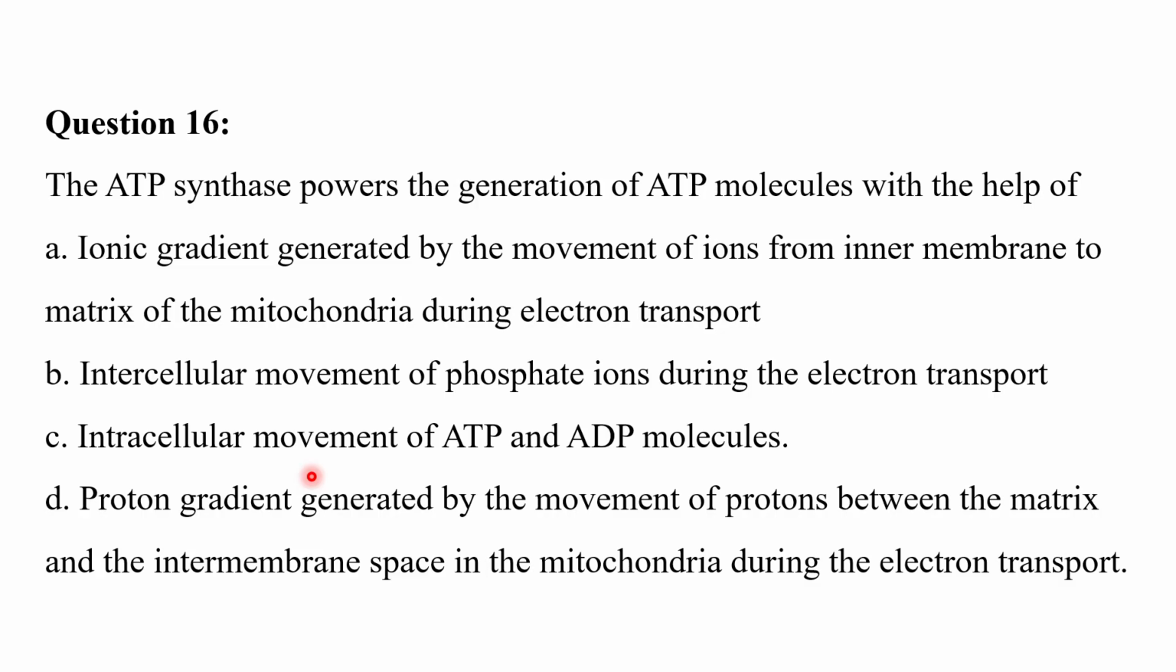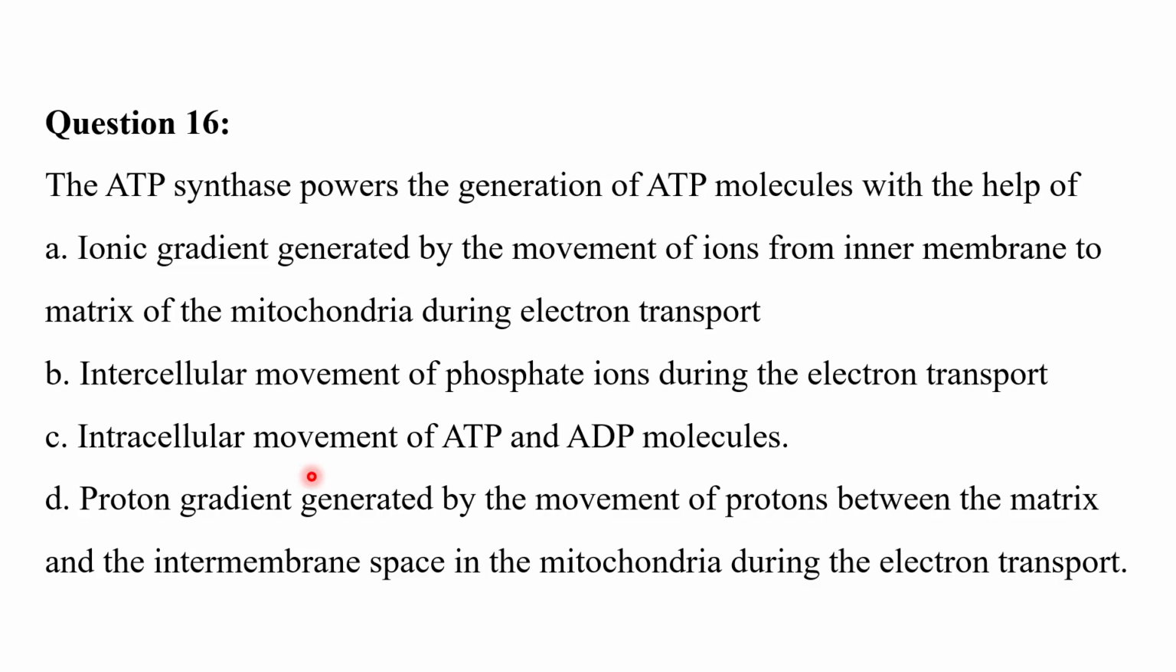Okay. The next question, question number 16. The ATP synthase powers the generation of ATP molecules with the help of: option A, ionic gradient generated by the movement of ions from inner membrane to matrix of the mitochondria during electron transport. Option B is intercellular movement of phosphate ions during electron transport. Option C is intracellular movement of ATP and ADP molecules. And option D is proton gradient generated by the movement of protons between the matrix and the intermembrane space in the mitochondria during the electron transport.